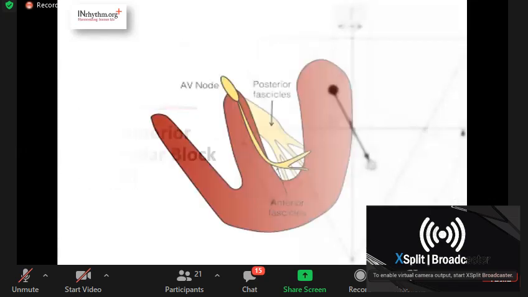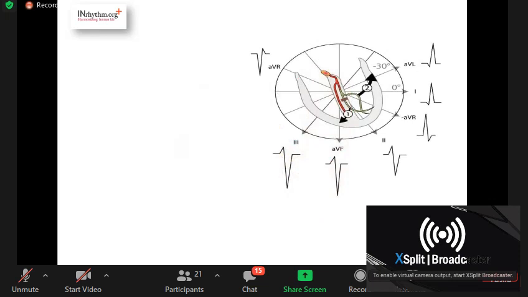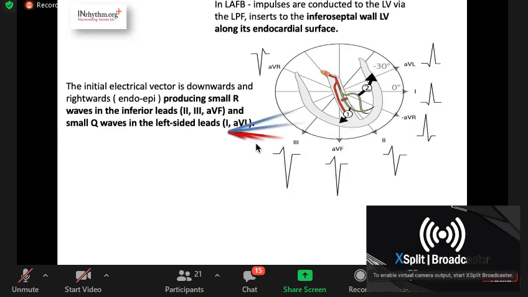If you are dealing with a left anterior fascicular block, your anterior fascicle is not conducting. So the initial vector from the left bundle is blocked or delayed, and the second vector, which is conducted mostly posteriorly, laterally and superiorly, is more prominent. So what do you get? Suppose this is the AV node, this is the bundle of His and the fascicles. In left anterior fascicular block, the impulse is conducted to the left ventricle predominantly by the posterior fascicle, because your anterior fascicle is blocked.